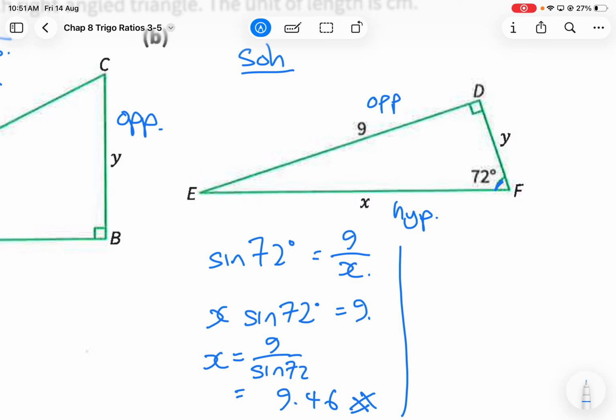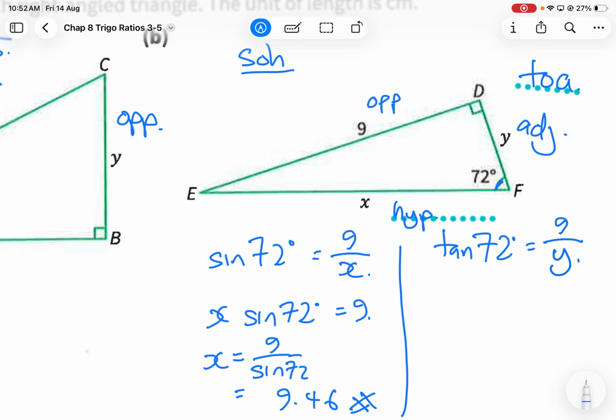Y is my adjacent. So to use opposite to find adjacent, TOA. So I form the equation. Tangent 72 is opposite over adjacent.